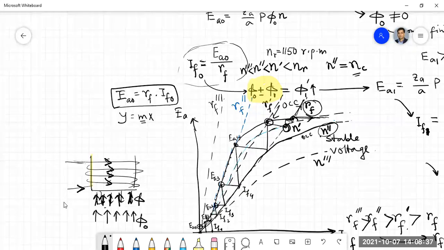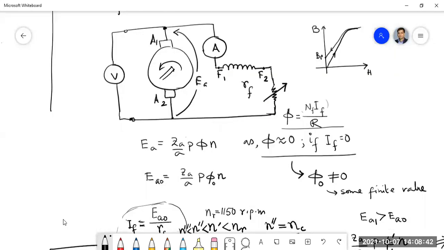Got my point? Suppose this combination of F1 and F2 is giving phi0 minus phi1. If I connect F2 here and F1 here, that will definitely give me phi0 plus phi1. So the third condition of voltage build-up is that the field connection should be proper, so that the flux due to the field current and the residual flux aid each other.